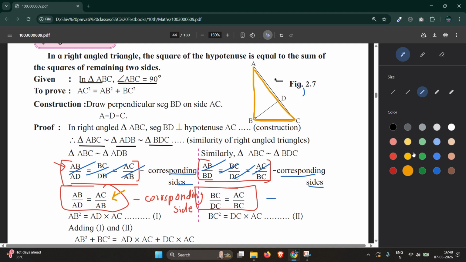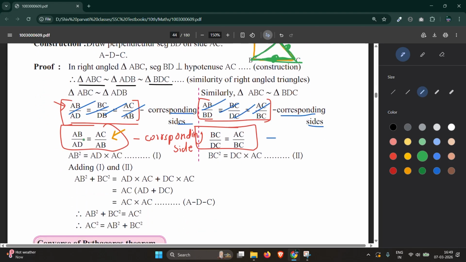And in the other pair that we are comparing, that is the whole triangle plus the other smaller triangle, this triangle that is below, in this also we are going to take this BC, this smaller side, and compare that with the hypotenuse. So the hypotenuse for the bigger one is just AC, and for the smaller one it is BC. So when we write those ratios down, what we get is AB upon AD equals AC upon AB. And from this one over here, what we got is BC upon DC equals AC upon BC.